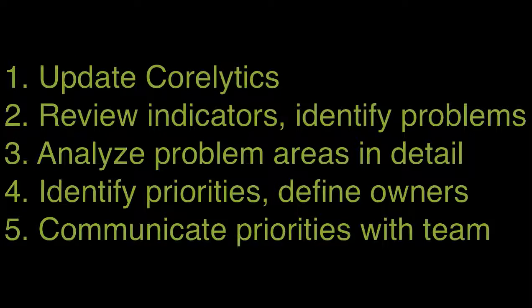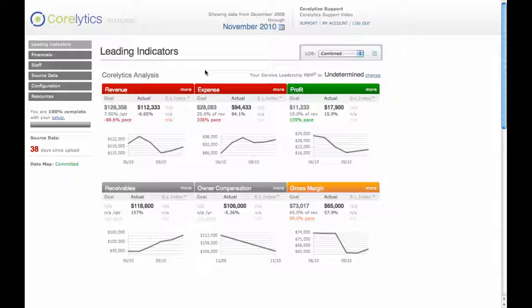Update Corelytics, review indicators and identify any performance problems, analyze problems in detail, identify your top 3 priorities for the coming month, and communicate your expectations with your team. Once you've set your financial goals, you can track performance on a variety of metrics. After updating your data to Corelytics, use the leading indicator screen and the financial screen to do a quick check of the metrics you are monitoring.